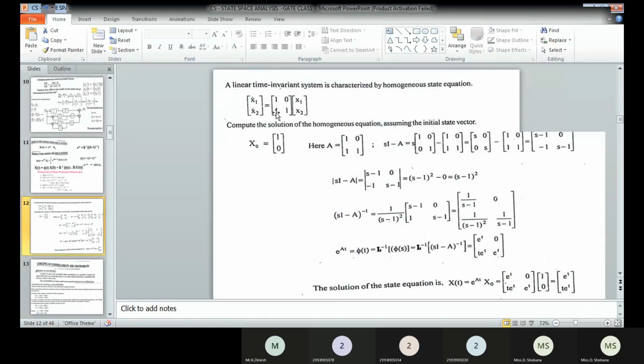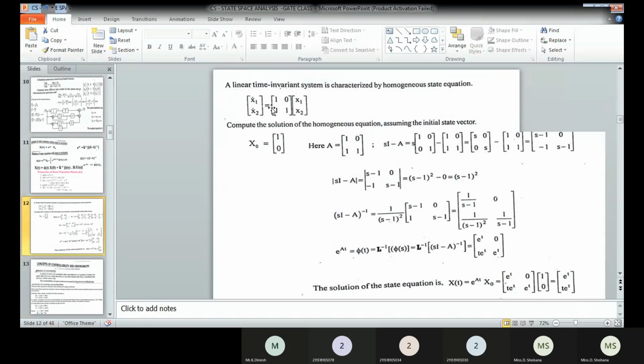So x1 dot, x2 dot is equal to [1 0; 0 1] times [x1; x2]. Okay, a simple problem is given. You have to obtain the solution for this state equation with the initial condition [0; 1]. We are going to obtain e power At, and then it will be multiplied with the initial condition, then you will be getting the solution for the state equation. That is what we are going to do.